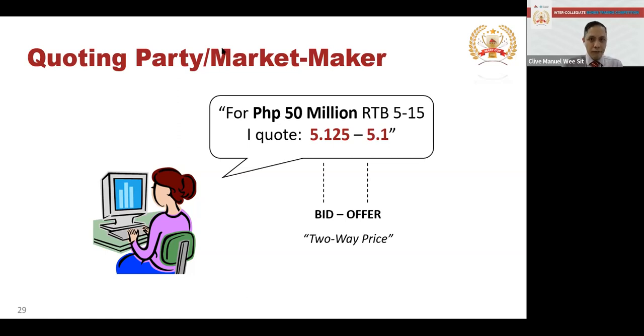Just to inform that the T+0 has a cutoff. Yeah, that's right. That's correct.